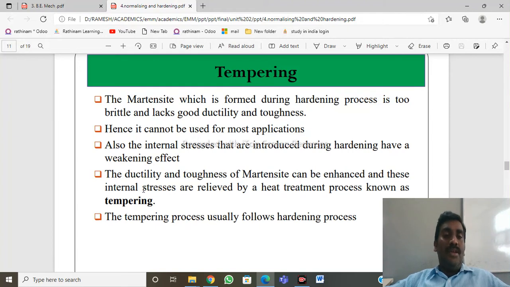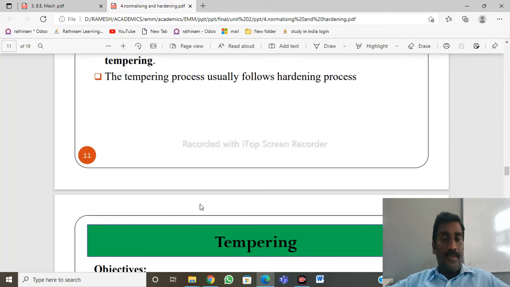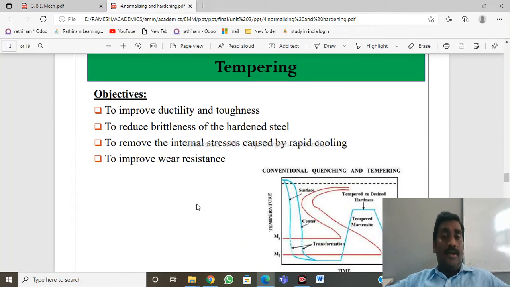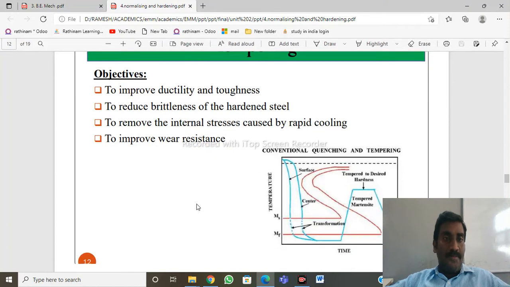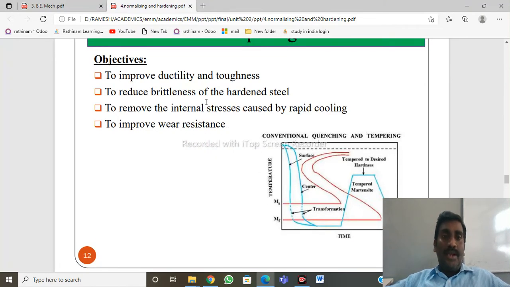So how can we reduce this kind of internal stress? The internal stresses can be relieved, and also the ductility and toughness of the martensite can be enhanced. These two can be done with the help of a tempering process. So what is meant by the tempering process, and what is the objective of the tempering process? Objective: to improve the ductility and toughness.